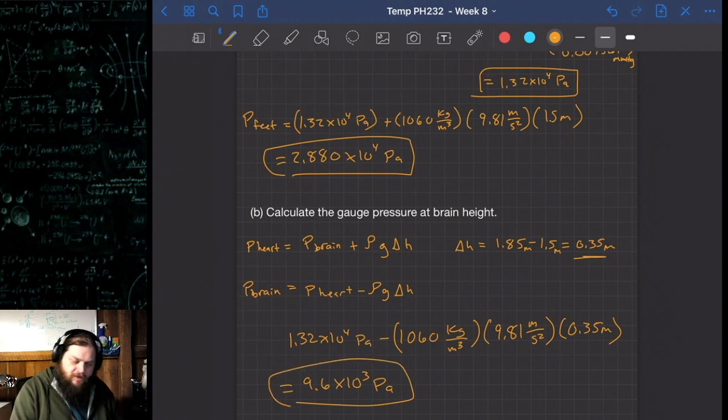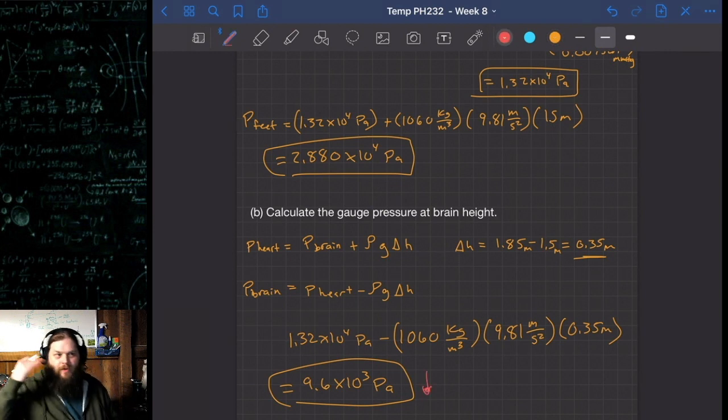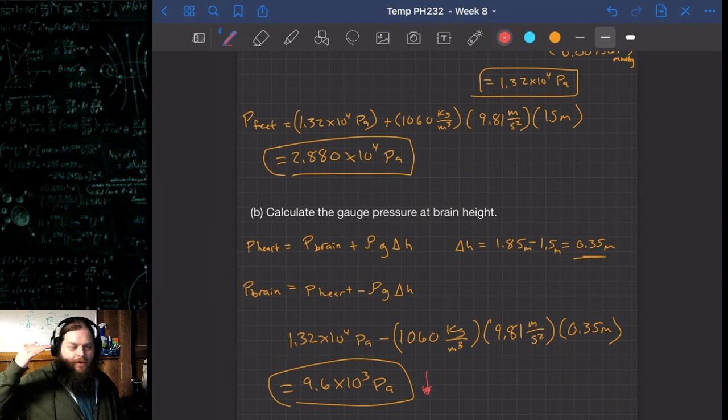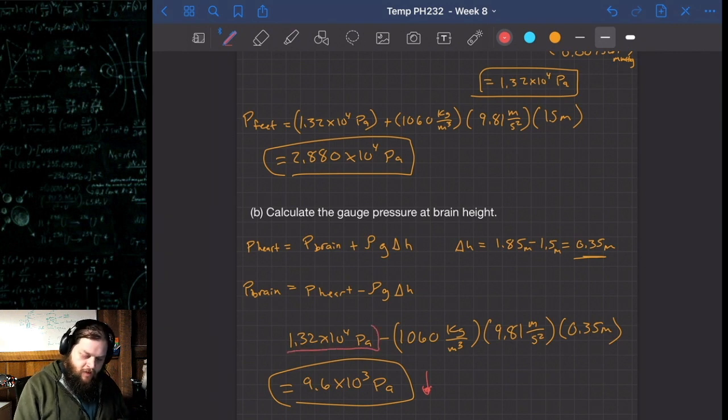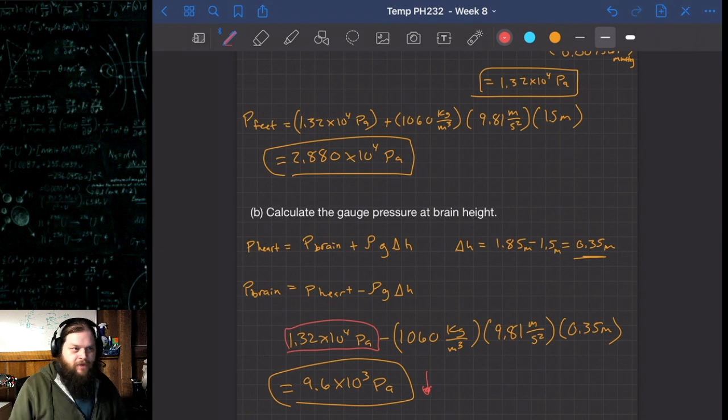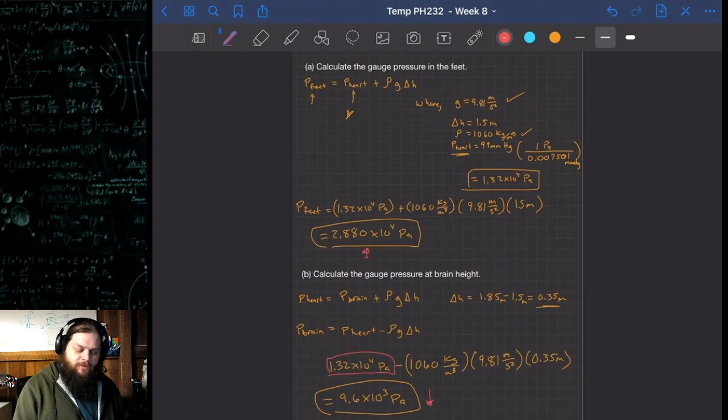And notice this is lower. The pressure at your brain is going to be lower than the pressure at your feet or at your heart, because it's higher up. There's less fluid above it. At your heart, there's some fluid above it, so you have a slightly higher pressure. That was this, 1.23 times 10 to the 4th. And then at your feet, you have the most pressure because all of the blood is pushing down on your feet in that regard.